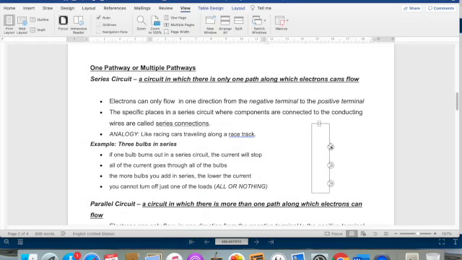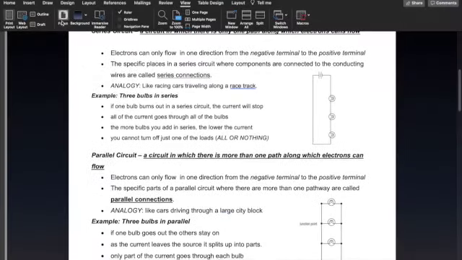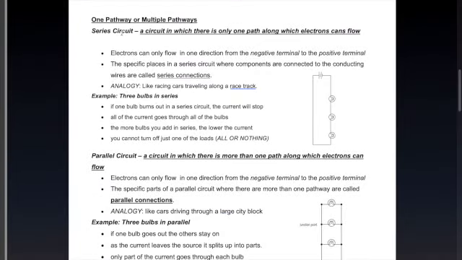Okay, let's talk about how we can construct them. There's 2 types of circuits that we're going to talk about. We have a series circuit and we have a parallel circuit. Let's take a look at the series circuit first. Series circuit is a circuit in which there is only one path along which electrons can flow. Here's an example of a series circuit here. We have a 2-cell battery connected to 1, 2, 3 light bulbs with our wires around in a rectangular shape.